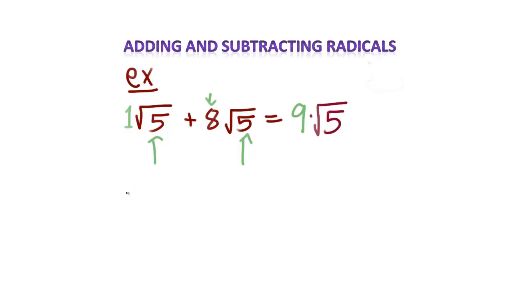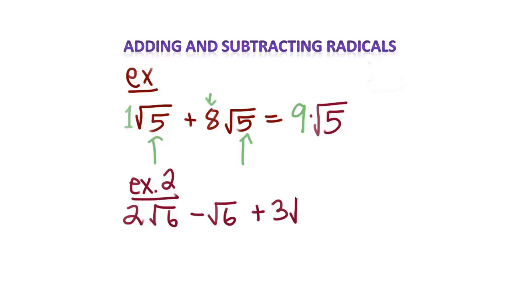Now let's take a look at another example. Example 2. Let's say we have 2 radical 6 minus radical 6 plus 3 radical 6. So let's just take a peek at the numbers in front of the radicals. So we have a 2 here, we have a negative, but you know there's a 1 there, right? You can write the 1 there, you don't have to, and there's a positive 3.